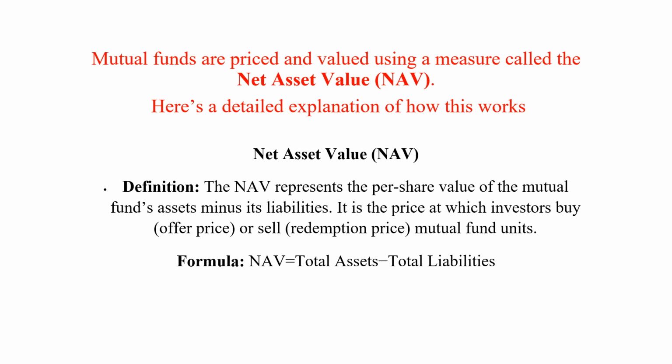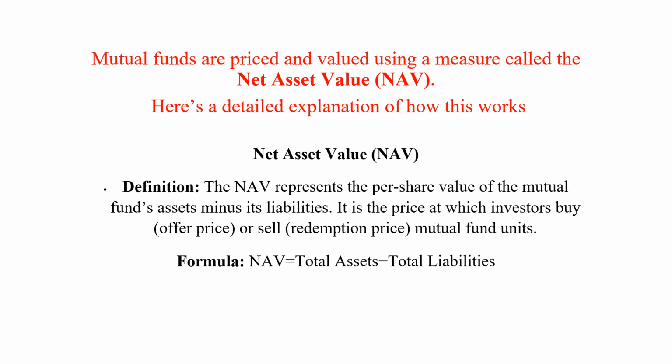In this way you can identify the net asset value of a mutual fund from the total value of its assets minus the liabilities, and then you divide this amount by the number of outstanding shares. So step by step, you need to work it out. Net asset value represents the per share value of the mutual fund. So you are going to calculate how much the per share value of a mutual fund is. The formula is given here: total assets minus total liabilities.